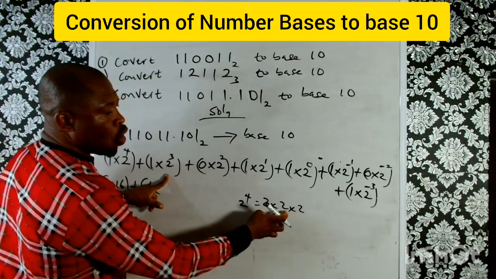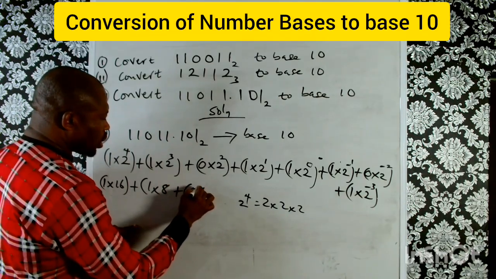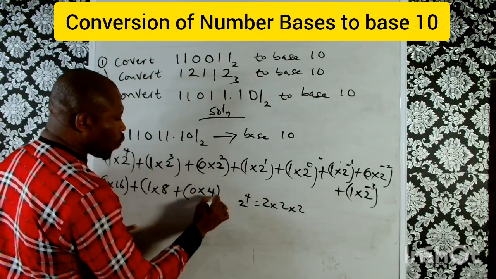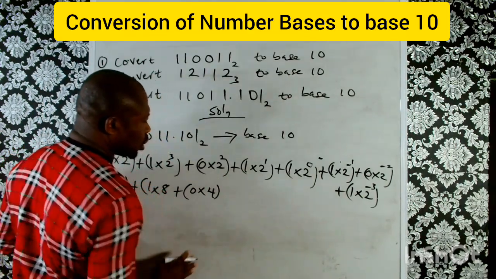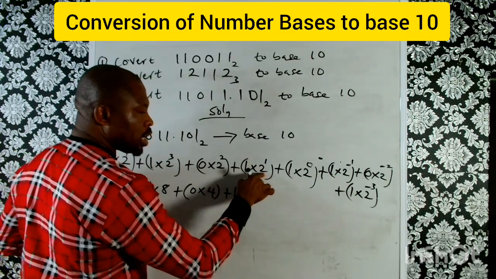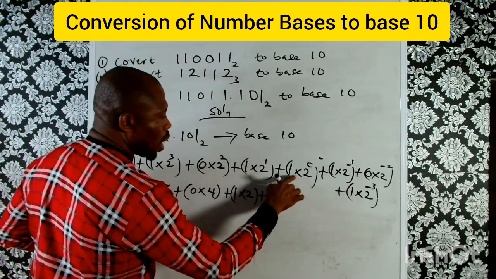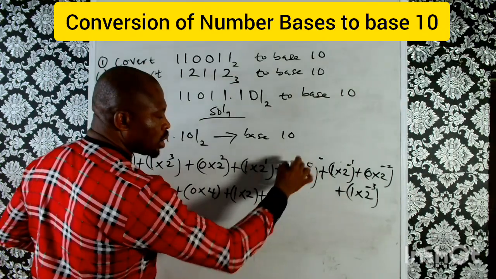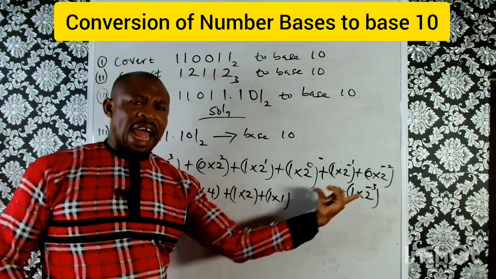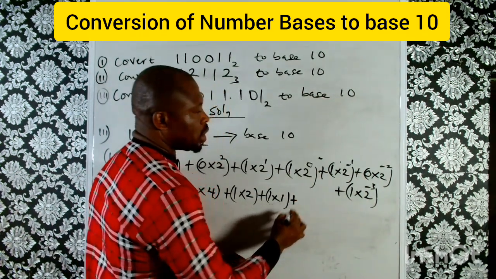2 times 2 is 4, 4 times 2 is 8, plus 0 times 2 squared, which is 4. I can now clean these ones. Plus 1 times 2 raised to power 1 is 2. Plus 1 times 2 raised to power 0 is 1. All right, so the major thing now is this side. How do we deal with this side? Remember there is a point here. Continue with your plus.